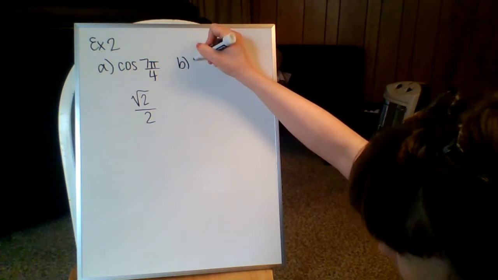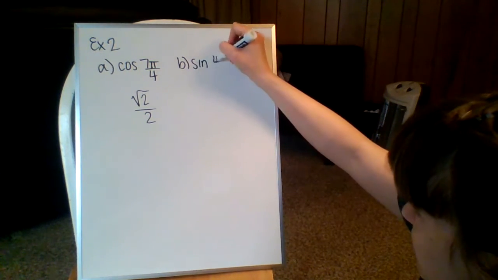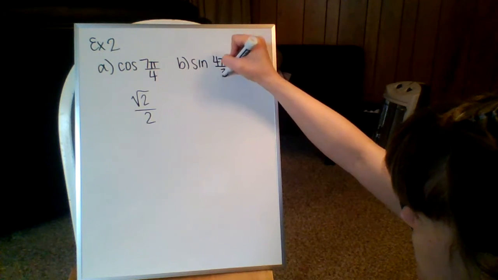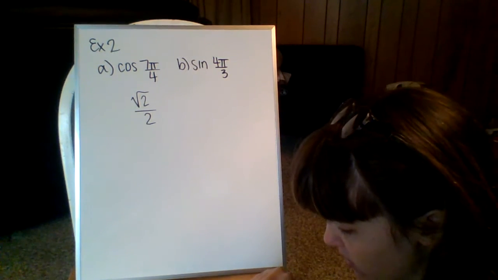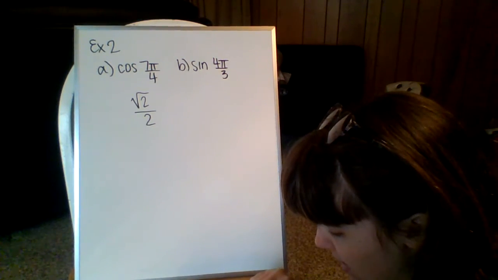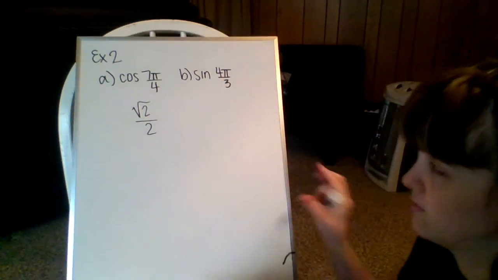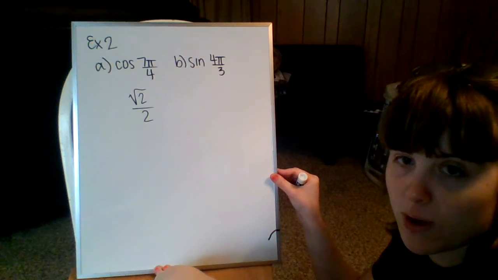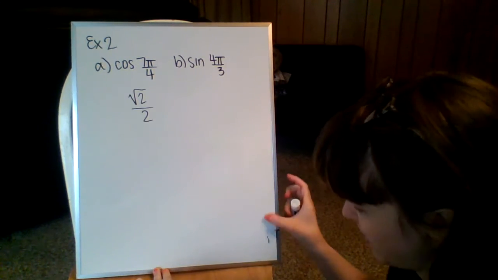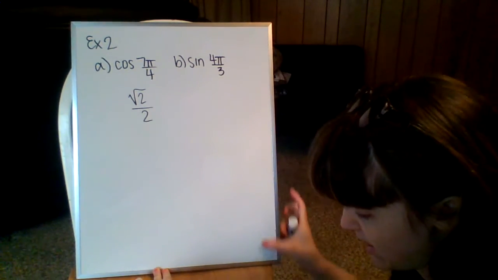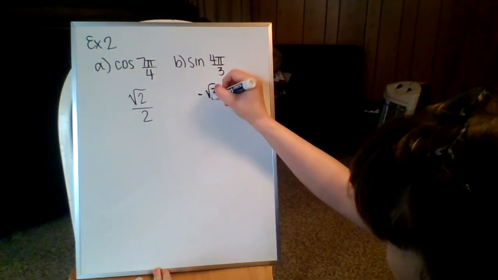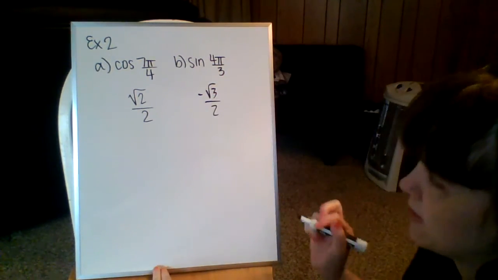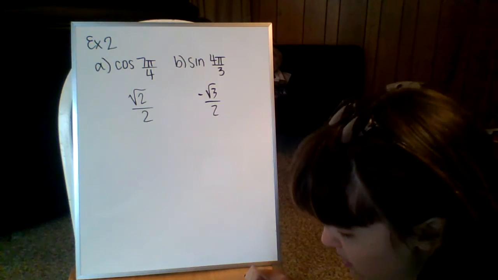Okay, part B, we have sine 4 pi over 3. So again, you find 4 pi over 3 on the unit circle. And then for sine, we need the y value. So the y value of 4 pi over 3 is negative square root 3 over 2.